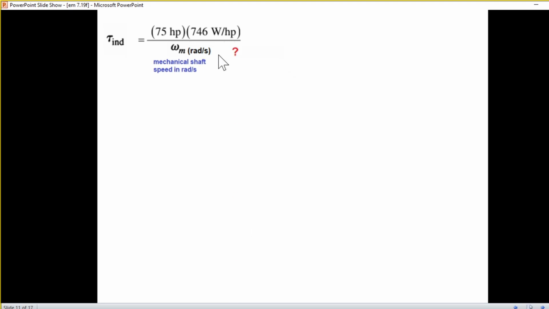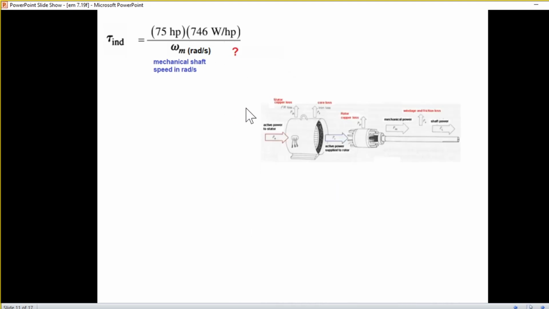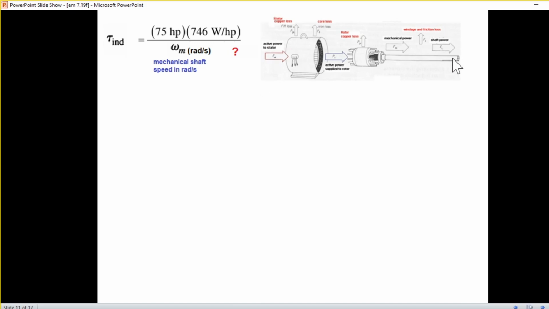Okay, so this is the question. How do you find this? This diagram is representing the mechanical parts of the motor. This is the rotor part. This is stator part. We can calculate the speed of the induced magnetic field, and from there we can find the rotor speed. So let's see how.